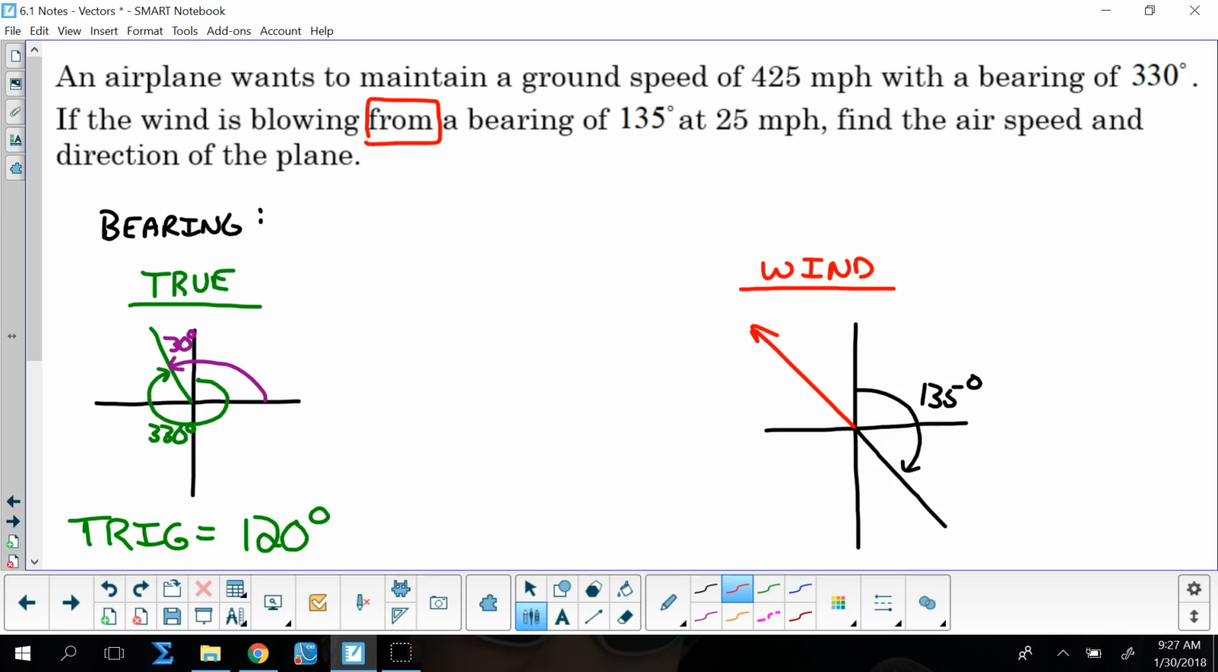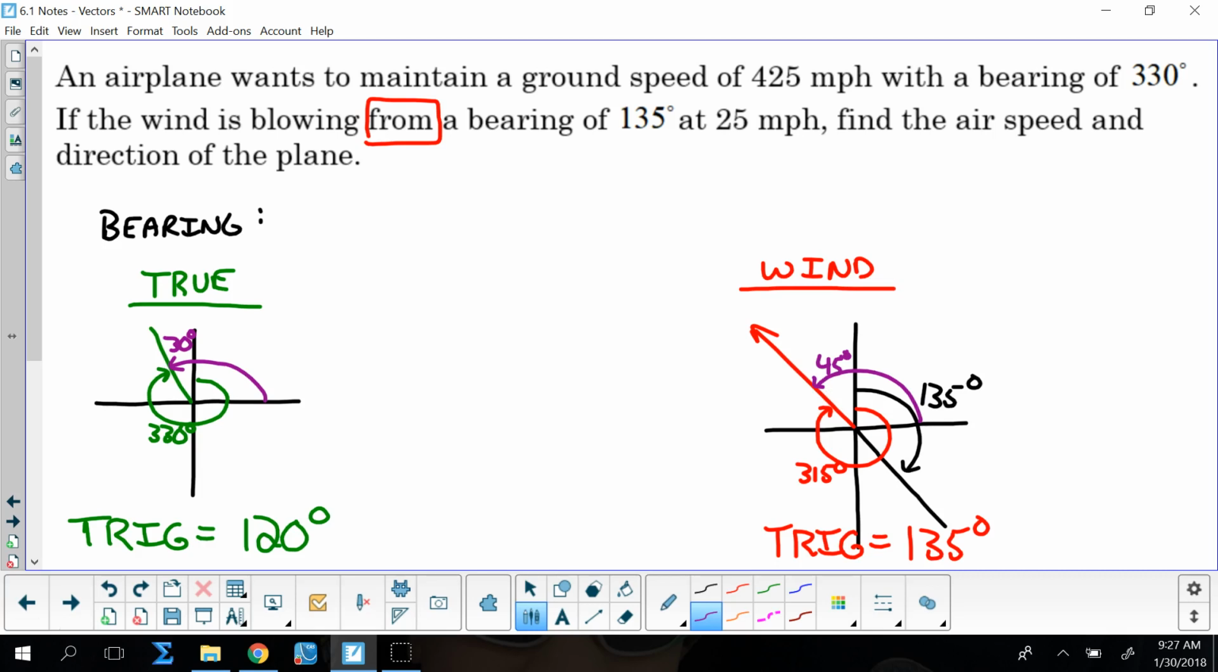Which means that this is an actual bearing. It's blowing to 315 degrees. Which means the trig angle is 135 degrees. Because this would be a 45 degree angle, and so my trig angle would be 135 degrees.